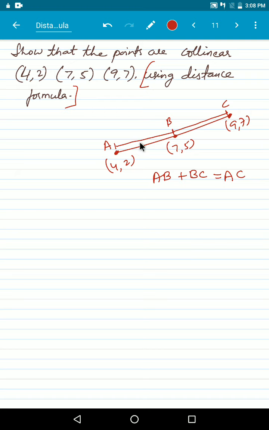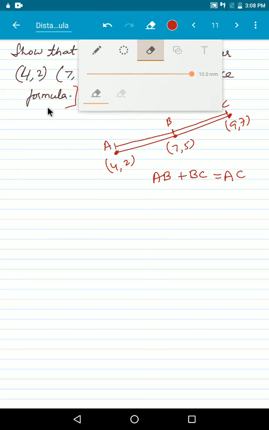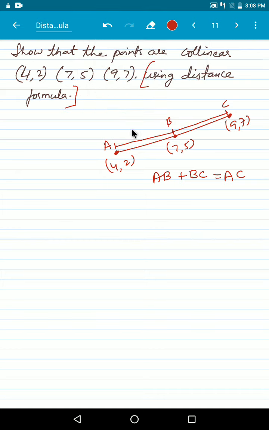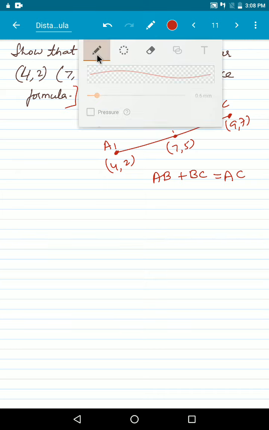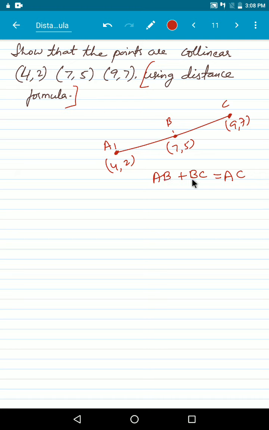AB plus BC should be equal to AC. If this condition is satisfied, we can say that the points are collinear points. Let us check whether this condition is being satisfied or not. A value is 4, 2 and B value is 7, 5.